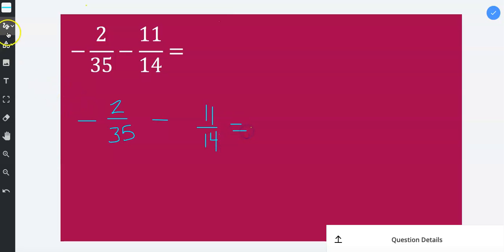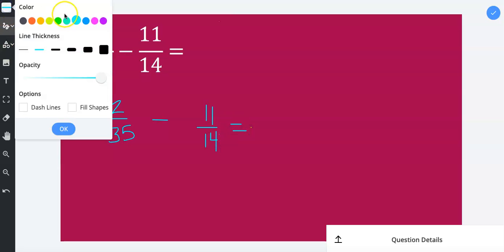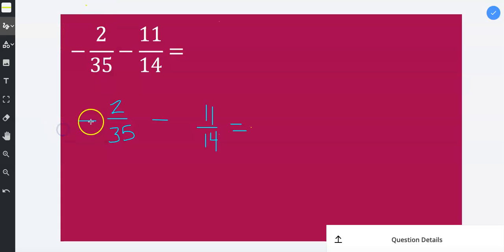The first thing that I'm doing is changing the subtraction to addition. Remember, you do not change the first number, so leave the first number alone. Then we need to complete two changes. That's why I left room here, because I want to write the opposite of the 11/14. So I changed the subtraction to adding, and I changed the positive 11/14 to negative 11/14. Pay attention, notice I made two changes.